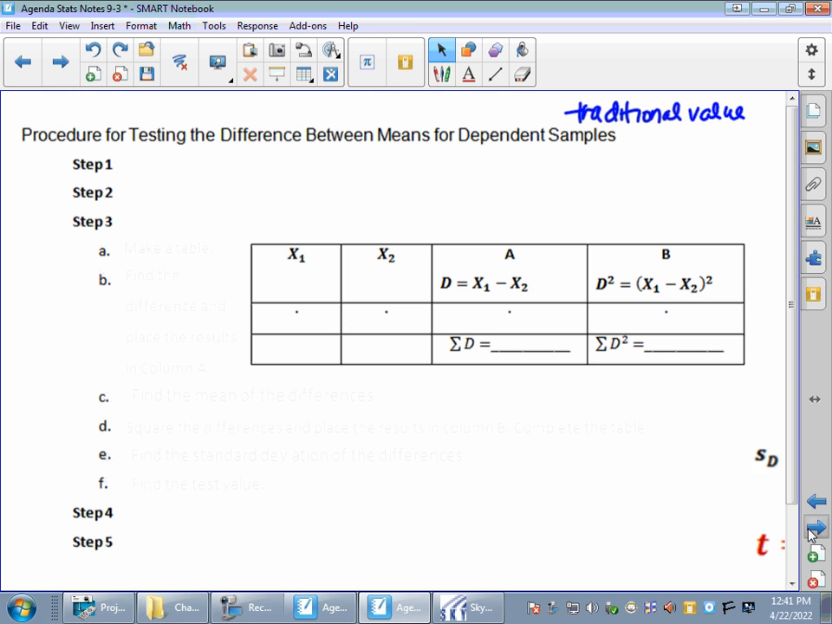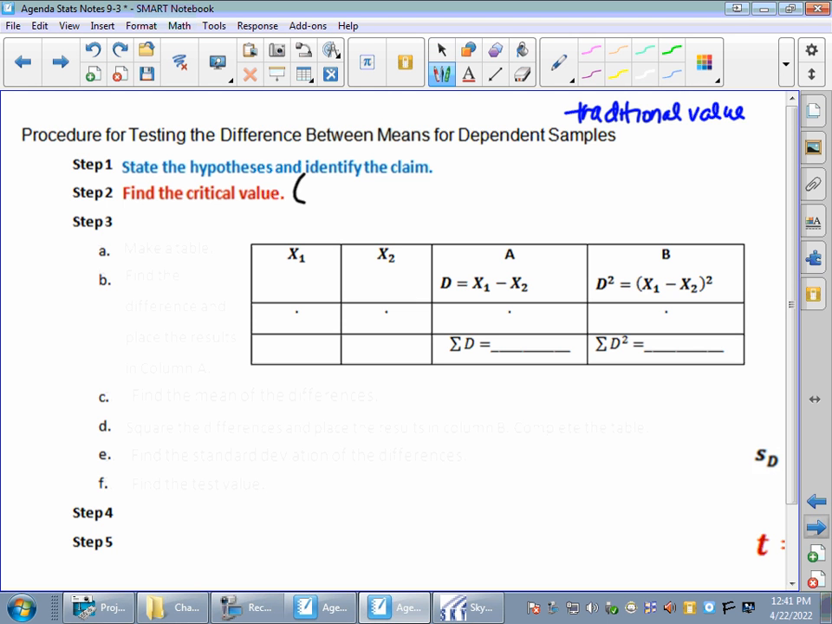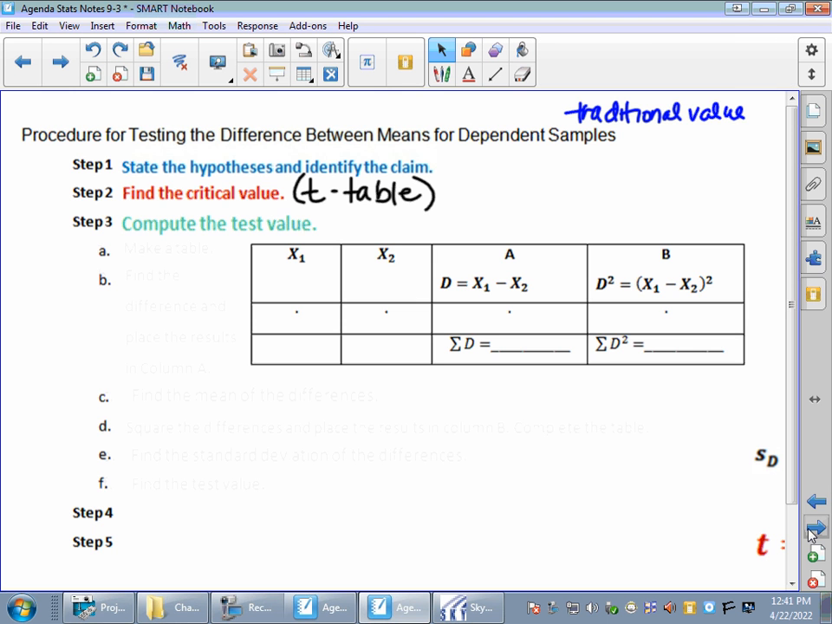So our first step, just like always when we're doing a hypothesis test, identify the hypotheses and the claim. Step 2, find the critical value. We are going to the T table for our critical value. Step 3, compute the test value. So we're going to do that formula that we just jotted down. But in order to do that formula, which looks like this, with D bars and everything else in it, we have to find all those bits and pieces.